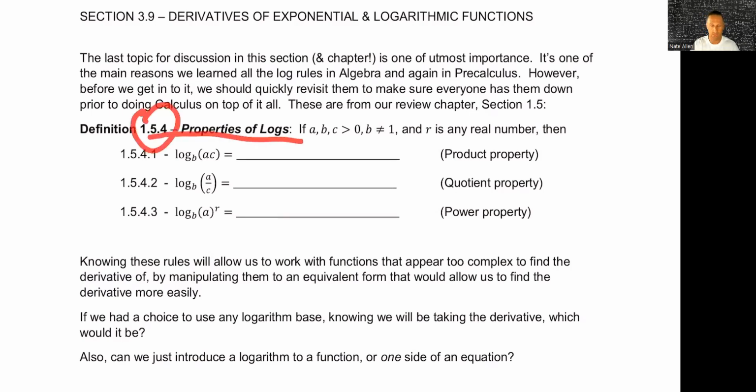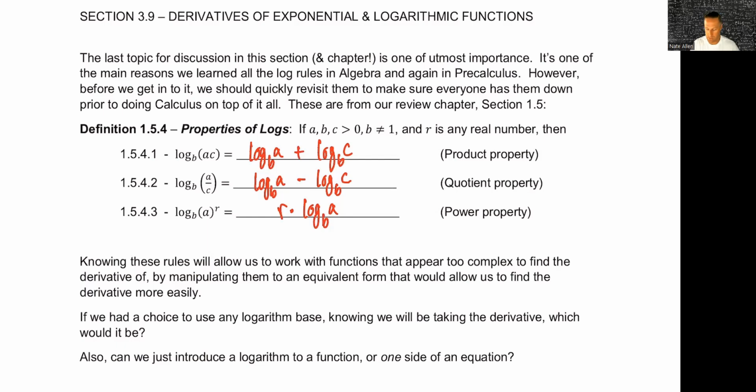You can see all the way from 1.5, some properties of logarithms. The big three: the product, quotient, and power. If you can write those down before me, go for it. Otherwise, these are the rules that we discussed not only in this class, but almost all the previous ones: Algebra 2, pre-calc, college algebra, because we are going to have to use these.